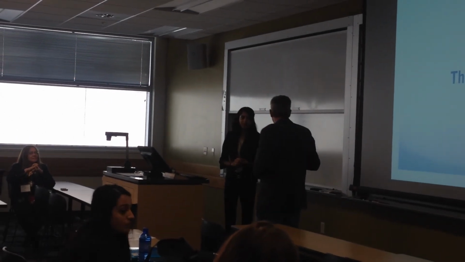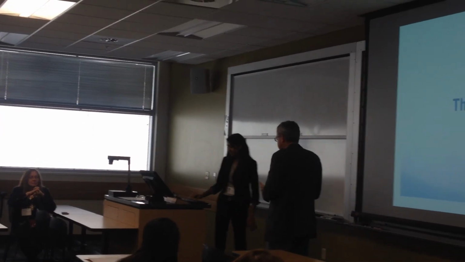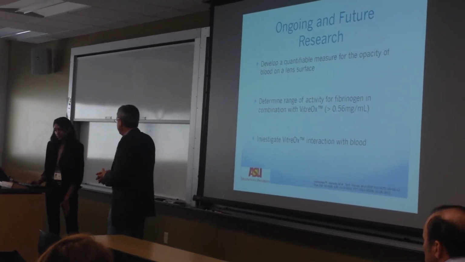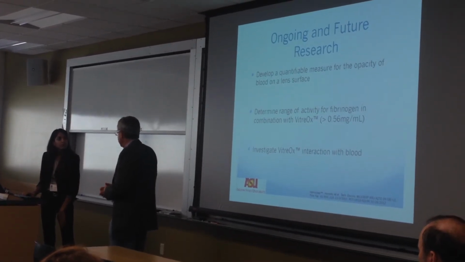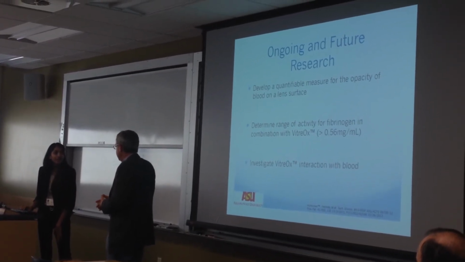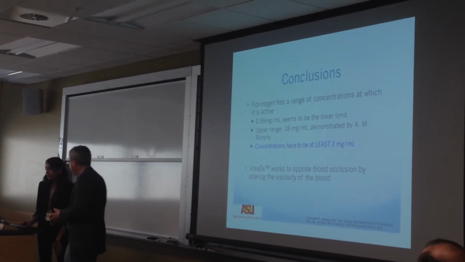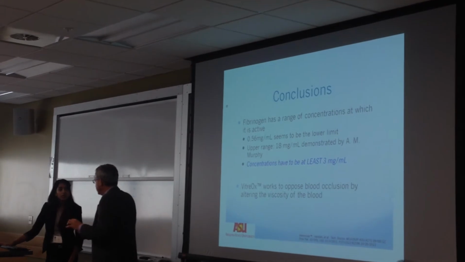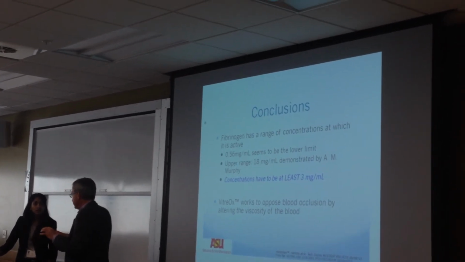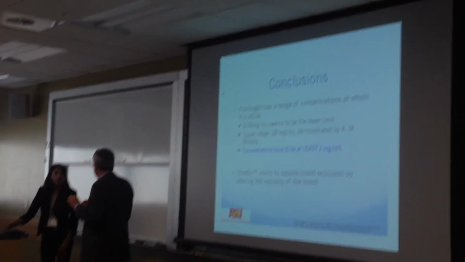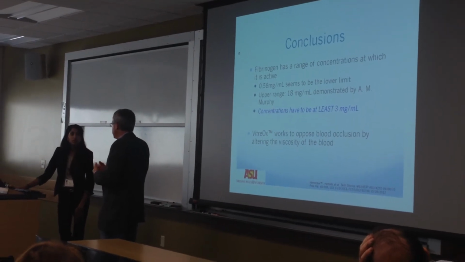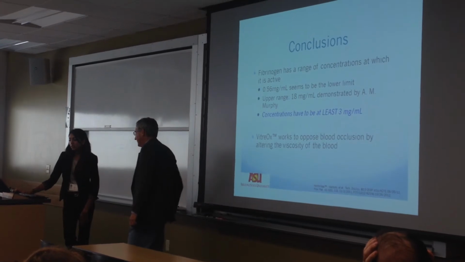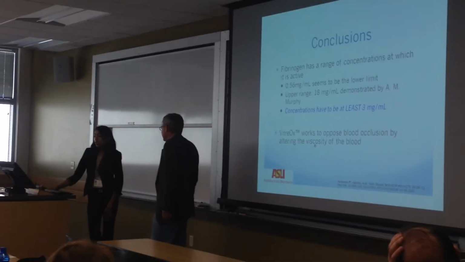Well, we have a question. On one of your end slides, you said that VitreOx prevents occlusion by blood by changing the viscosity of it. Can you go back? Oh, this one? Yeah, viscosity of blood. So you gave a very nice sort of mechanistic explanation of how anti-fogging can work with a hydrophilic material. Can you tell us more about this? How does VitreOx alter the viscosity of blood?